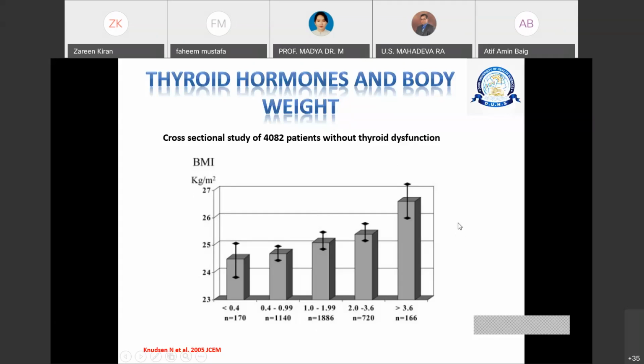This is what probably was questioned in the previous session: is obesity leading to thyroid dysfunction? We don't know. This is still an observation, dating back more than a decade, and data is still coming up and research is going on. But you can clearly see how even minor changes in TSH lead to changes in the BMI.